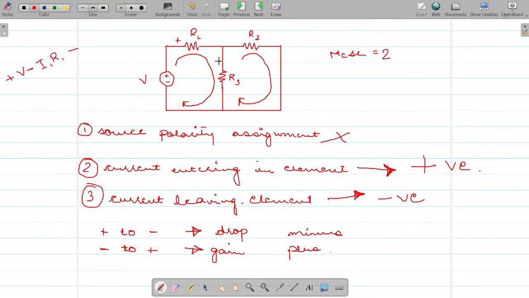Again, this time the current is entering from this direction. I'll tell you why we are considering this to be more prominent. I'll tell you in the next step. For now, just write it. I1 minus I2 times R3 is equal to 0. So this is how we denote it.